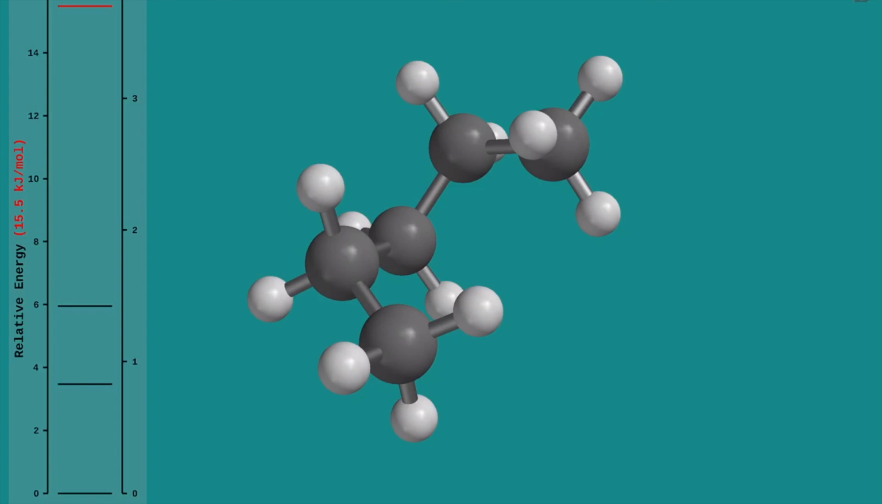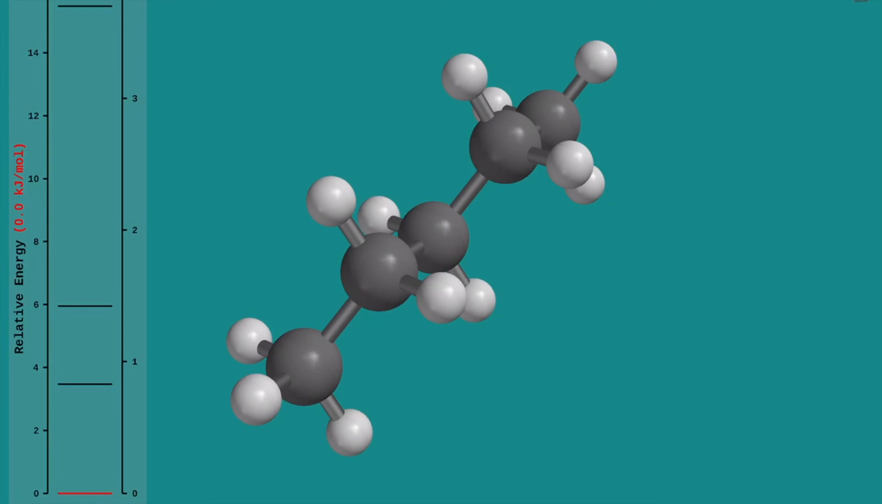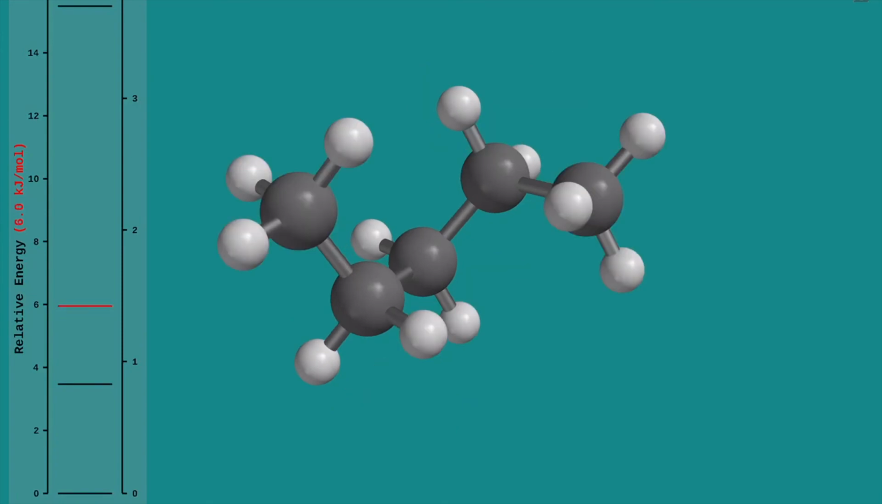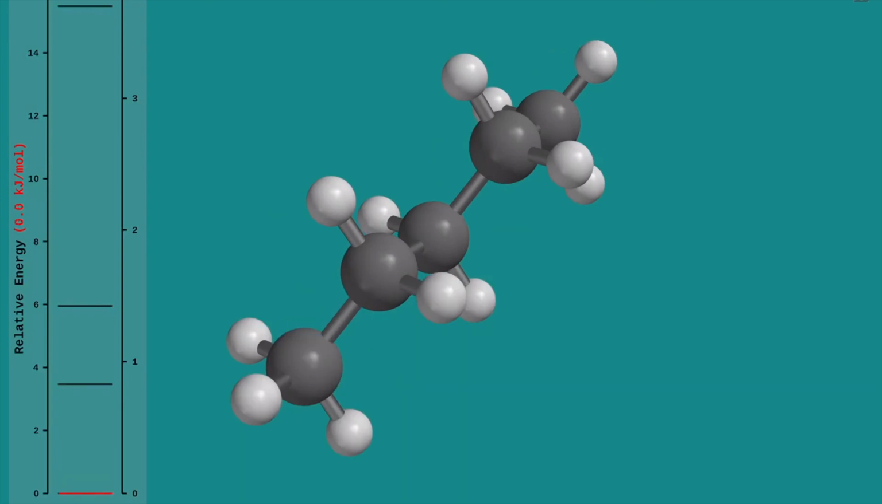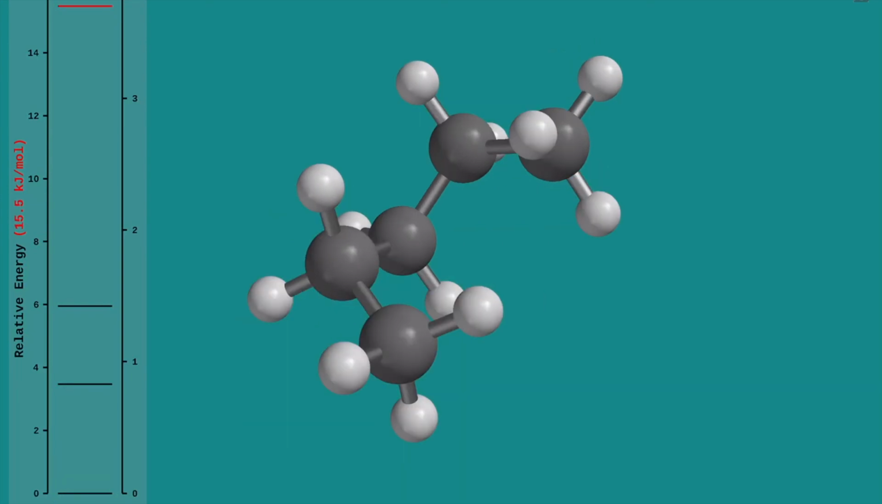If you look at this, it's obvious that the all anti conformation is the best. What might not be obvious is that all the gauche conformations are not equal. There's a couple of them that are about the same, within 1.5 kcals per mole of the all anti conformation. But it requires 3.7 kcals per mole to get to the gauche plus, gauche minus conformation.